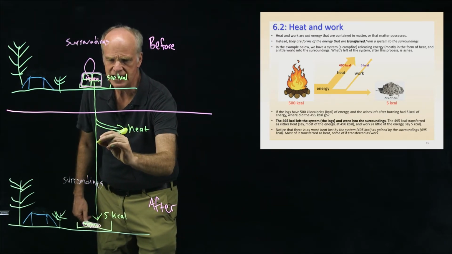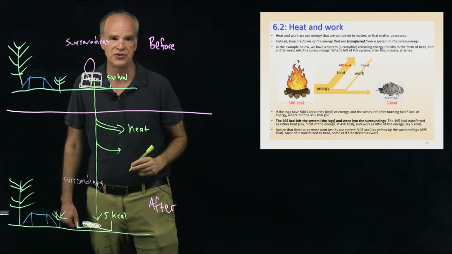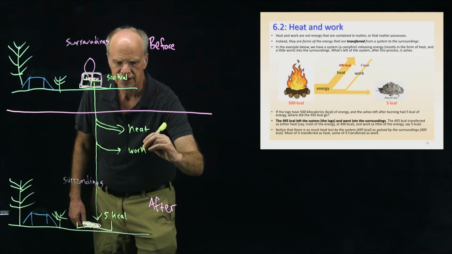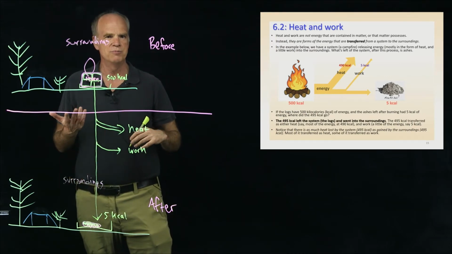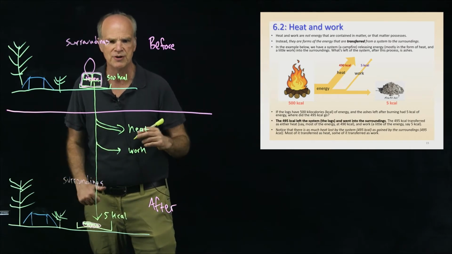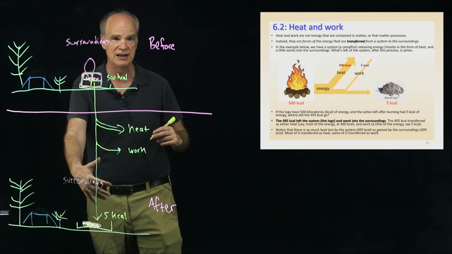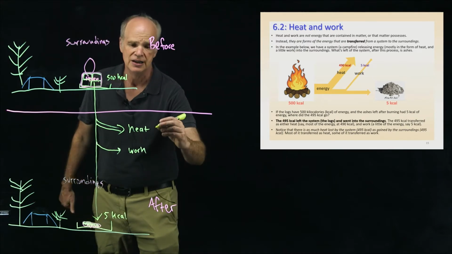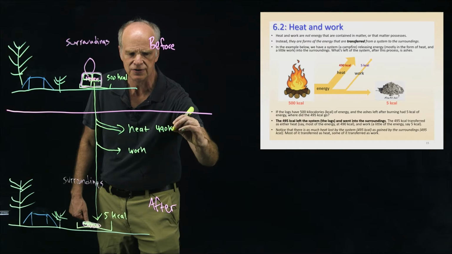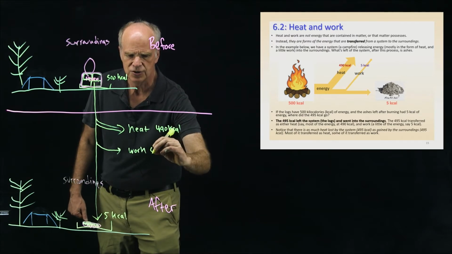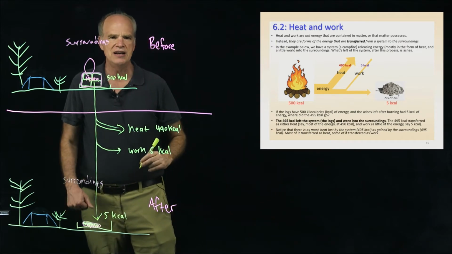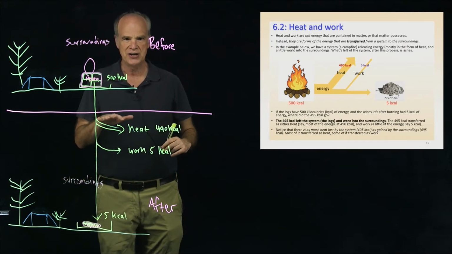But a little bit of the energy leaving the logs and going off into the surroundings is work. Now, I don't know exactly what proportion of the energy is going to be heat and what proportion is work, but let me just make up some numbers. We need to lose 495 kilocalories of energy. So we'll say with heat, you lose 490 kilocalories of energy, and with work, you have lost 5 kilocalories of energy.